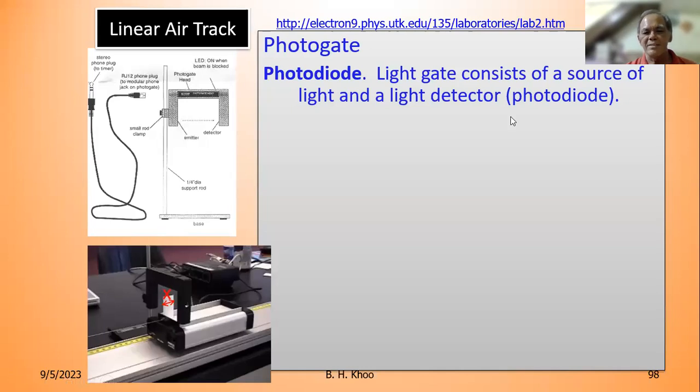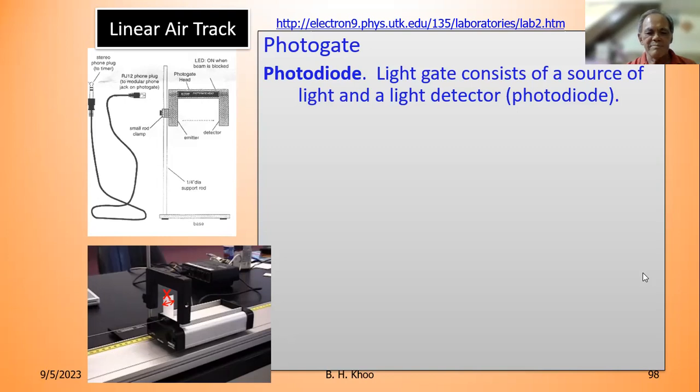Okay, back to it. Light from the emitter falls on the detector. So you can think of it as a switch. Close the switch, it produces an electrical signal. The change in signal when an object interrupts the beam may be used to trigger a timer.